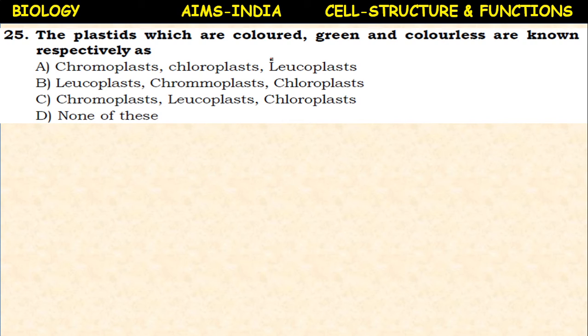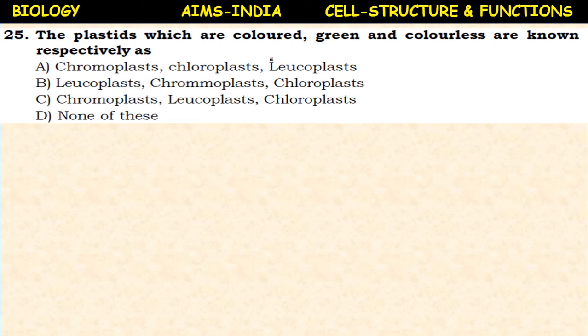Next, the plastids which are colored, green and colorless are known respectively as, the plastids which are colored, green and colorless. First, colored ones are called chromoplasts. The green plastids are called chloroplasts, and the colorless plastids are called leucoplasts. So which is the right option?